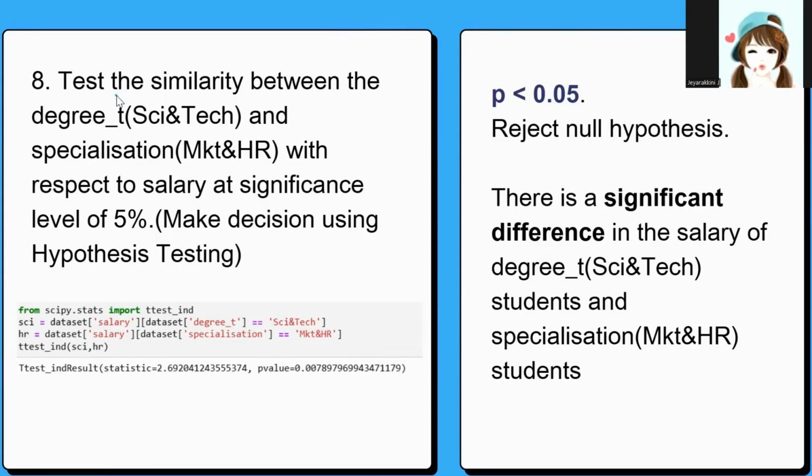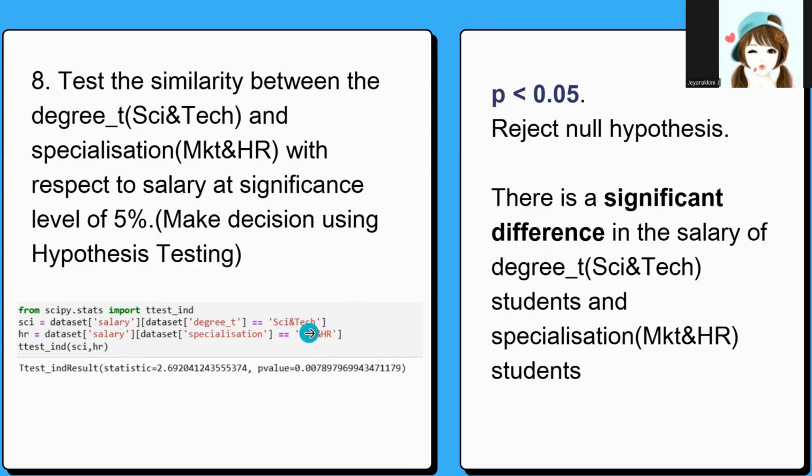Next, test the similarity between the technical degree and the specialization with respect to salary. Okay, here I'm going to use a t-test. A t-test is used to test the similarity or difference between two different groups. So here the groups we are taking are science and tech students and marketing and HR students.